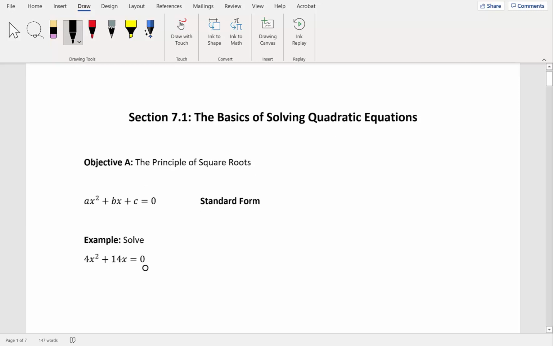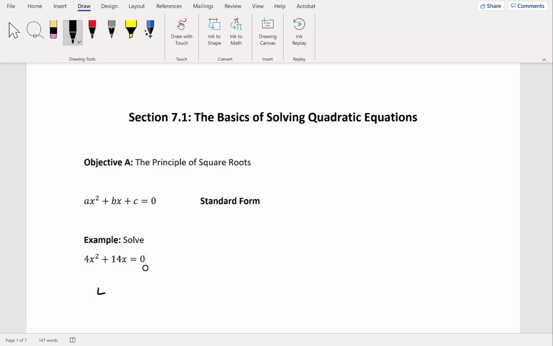Now, our first example, we're going to use the method that we've seen previously in section, I believe it was 4.8, when we were solving quadratic equations. What we did to solve quadratic equations is we factored, and then we set each factor equal to 0, and then we solved each equation.